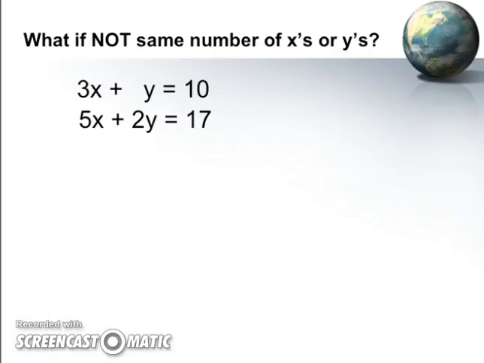Okay, so far we've looked where the coefficients in front of the x's or the y's are the same, but what if not the same? Here the coefficients in front of the x's are 3 here and 5 here, 1 here and 2 here. So what can we do? We need to try and get rid of an x or a y, and there's no easy way to do it. Let's see what we can do there.